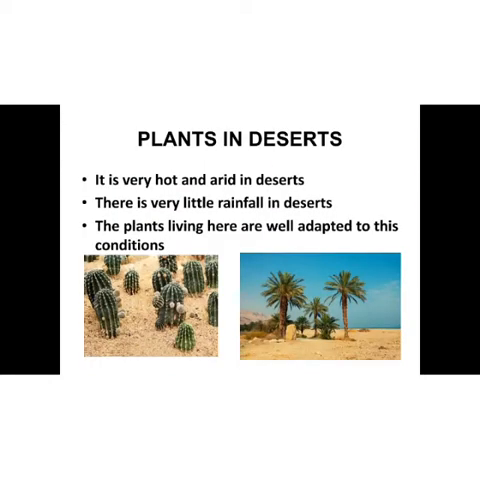Plants in deserts. You can see plants like cactus and palm in desert. You know that it is very hot and arid in deserts. That means there is very little rainfall here. So, how do the plants survive in these dry conditions? Let us learn about that. We will study about the adaptive features in desert plant by observing a cactus plant.